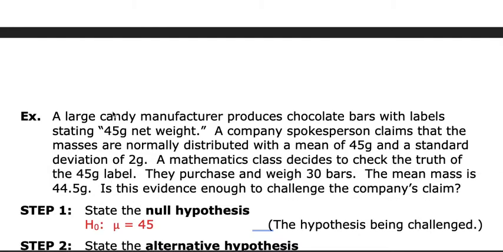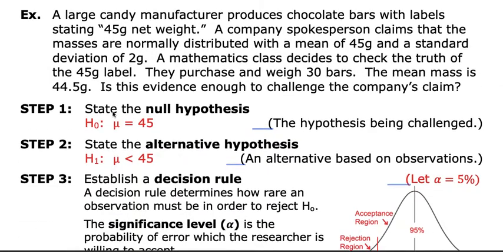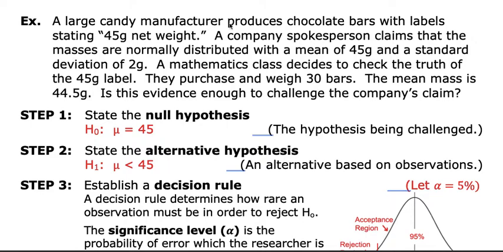We'll see this in the context of some examples. A large candy manufacturer produces chocolate bars with labels stating 45 grams net weight. A company spokesperson claims that the masses are normally distributed with a mean of 45 grams and a standard deviation of 2 grams. A mathematics class decides to check the truth of the 45-gram label. They purchase and weigh 30 bars. The mean mass is 44.5 grams. Is this evidence enough to challenge the company's claim?